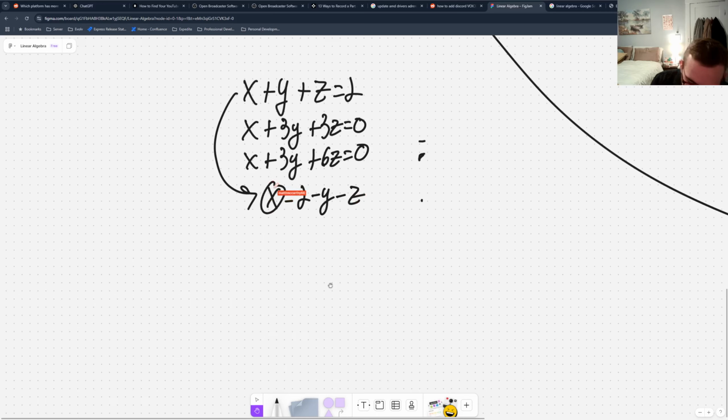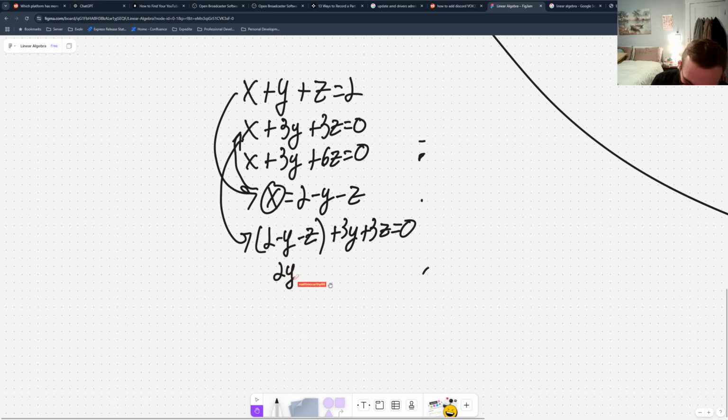Now I'm going to pick x, and I'm going to substitute it in here. And I get 2 minus y minus z, plus 3y, plus 3z equals 0. And then I'll simplify this a little bit. So we have 3y minus y is 2y. We have 2 plus 2y here.